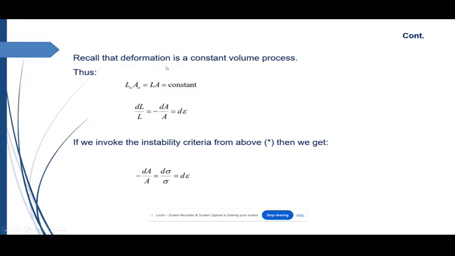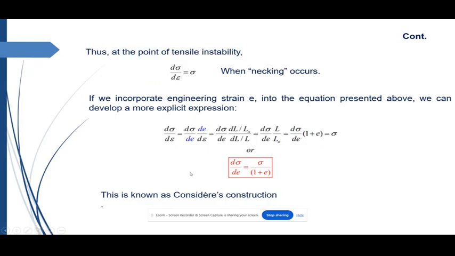Recalling the constant volume deformation process, L into A equals L0 into A0. Initial length into initial area of cross section equal to LA is a constant. Differentiating both sides and rearranging, we get dL by L equal to minus dA by A equal to d epsilon. So if we invoke the instability criterion from the above equation, we get d sigma by sigma equal to d epsilon. Thus, at the point of instability, d sigma by d epsilon equal to sigma when necking occurs.